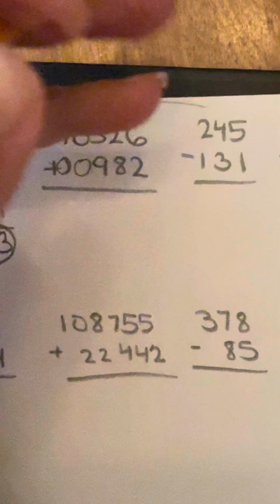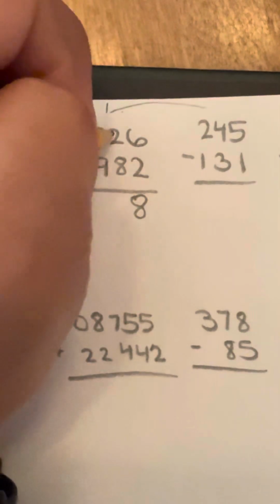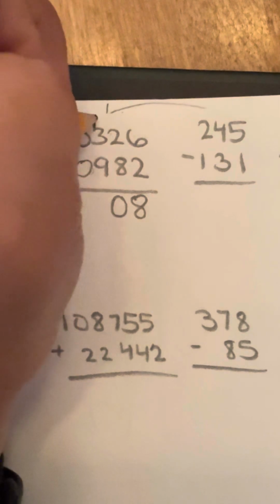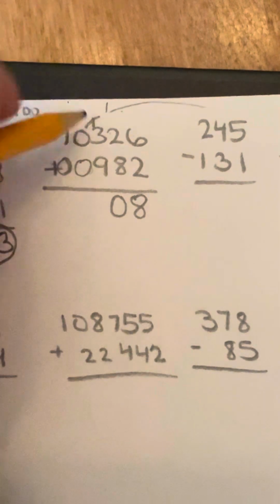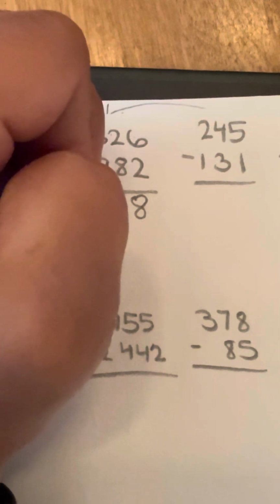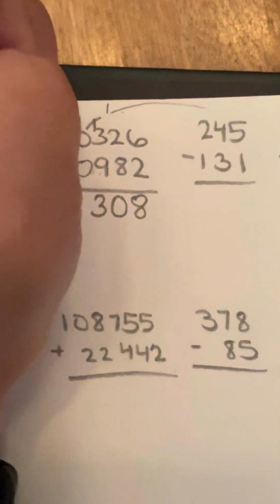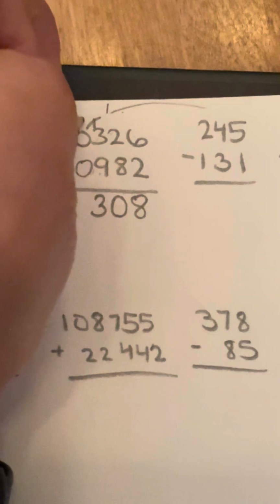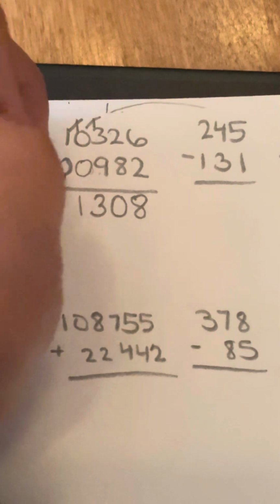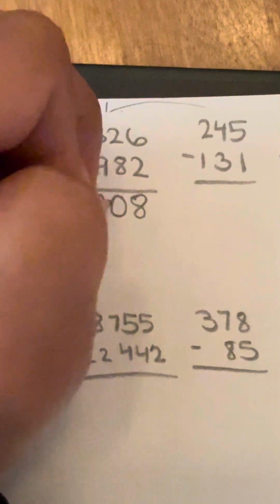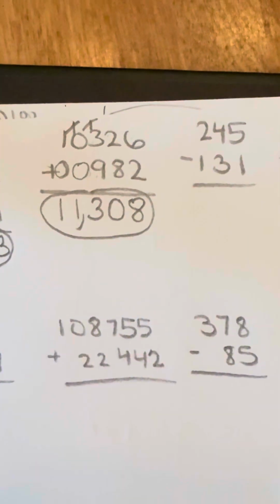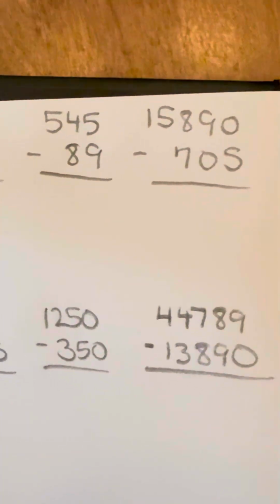So 6 plus 2 is 8. 2 and 8 is 10, so you're going to do 0, and then you're going to carry that tens position over to the next number. 1 and 3 is 4, plus 9 is going to be 13, so you're going to put 3 here, you're going to carry another 1 because that's tens, and then 1 plus 0 is 1, and then 1 plus 0 is 1, and so my answer here would be 11,308.